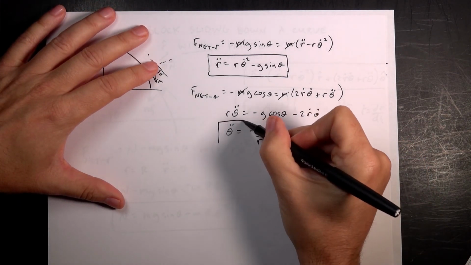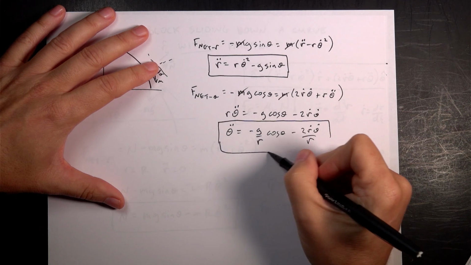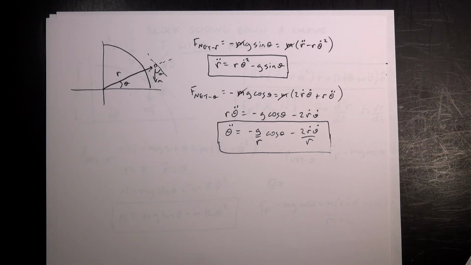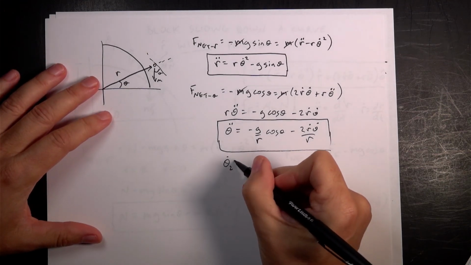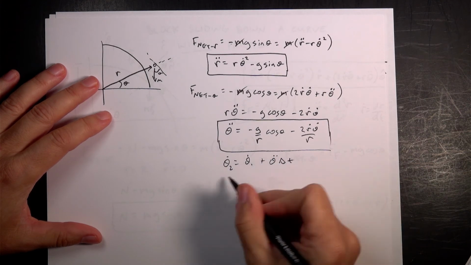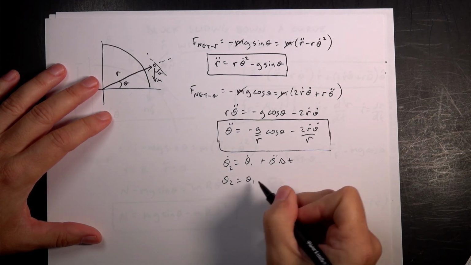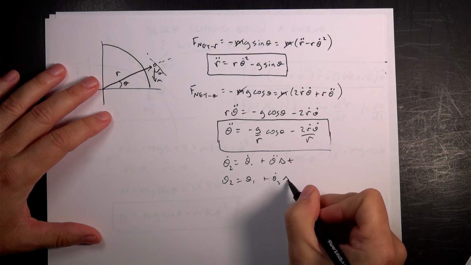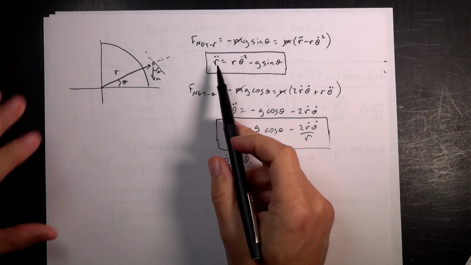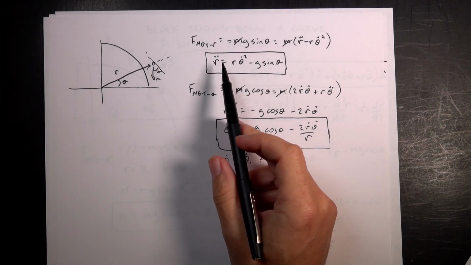That's important. So now I have a new expression for theta double dot. But after I calculate theta double dot, that's fine, right? It doesn't matter. I still use my same thing, theta 2 dot equals theta 1 dot plus theta double dot delta t. I still use theta 2 equals theta 1 plus theta 2 dot delta t. Doesn't matter how I did that. And the same thing's true up here. Here's my differential equation for r. Now I need to do the same thing over here.